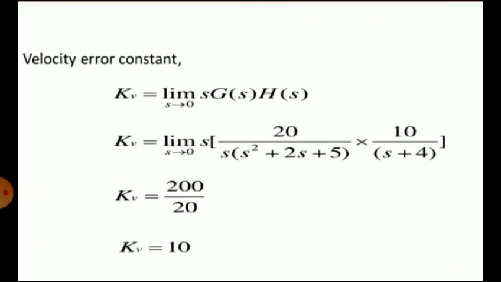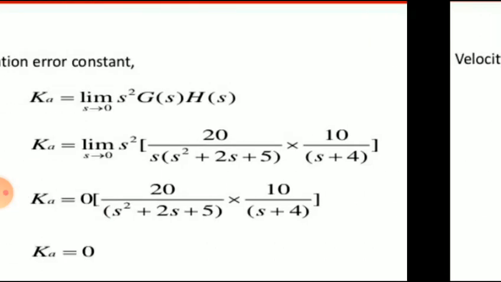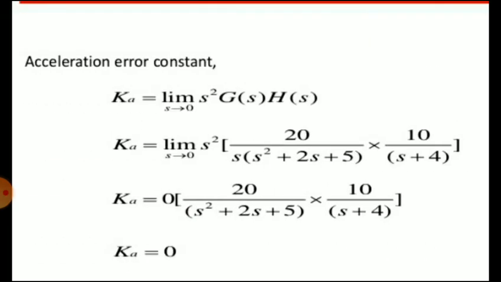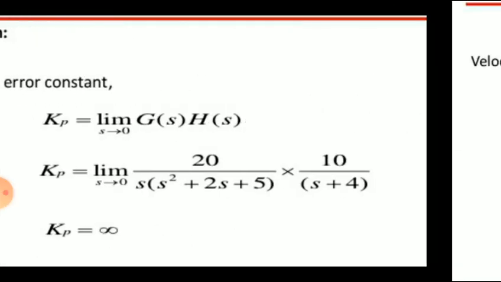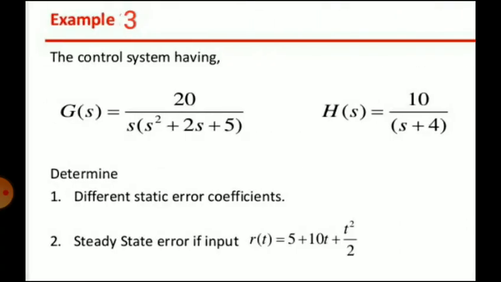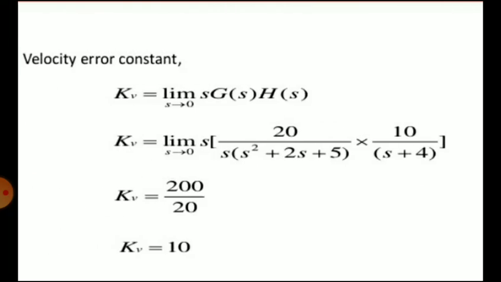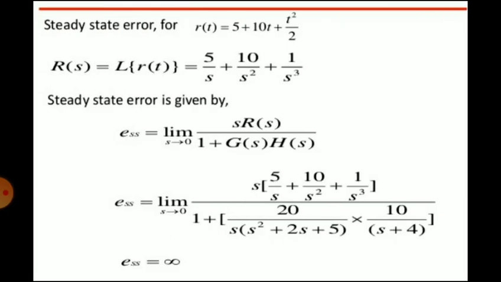Then velocity, that is already seen, and the acceleration error coefficient, that is limit s tends to 0 of s square G(s)H(s). We have to put the value of G(s)H(s) in this expression. So after taking the limit, you will get the value of Ka equal to 0. So this is the problem that is given, and we have to put the values in this. Then last, the steady state error, that we have to find out for the input. The input is given as r(t) equal to 5 + 10t + t square by 2.